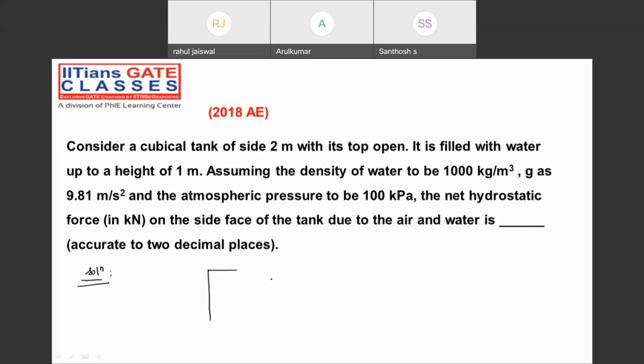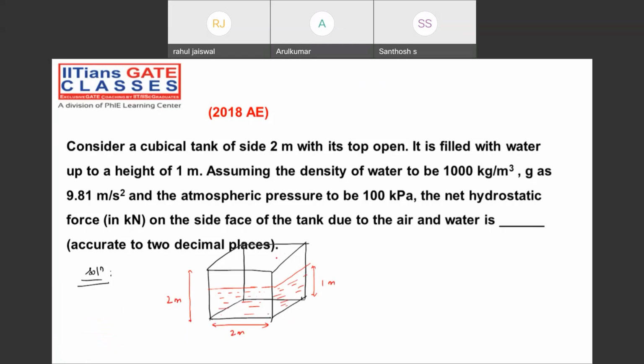A cubical tank is filled with water up to a height of 1 meter. Not the complete height, only half of the height is filled with water. Only the height of 1 meter. What is the total height? The total height is 2 meter. What is the total length? 2 meter. And this is also 2 meter.